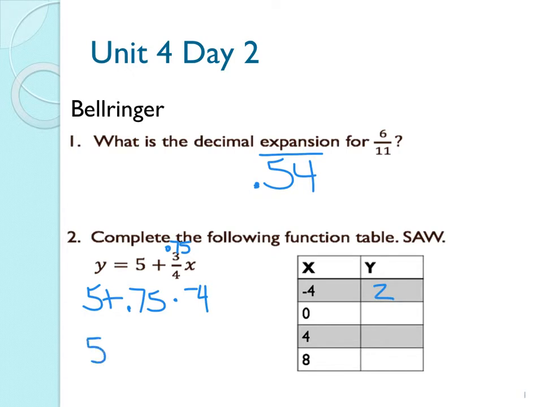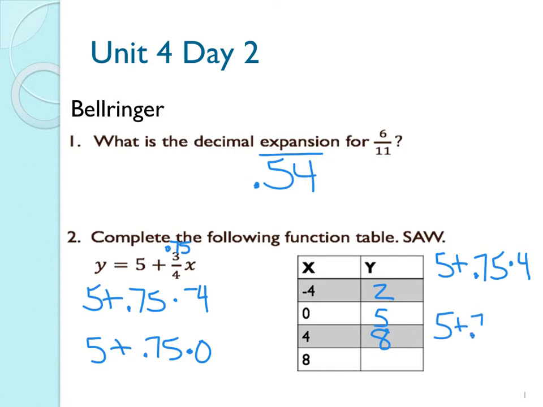Then on the next one, you get 5 plus 0.75 times 0. Anytime you multiply by 0, you get 0, so it leaves you with 5. The next one is 5 plus 0.75 times 4, and you're going to get 8. This one is 5 plus 0.75 times 8, and you're going to get 11.